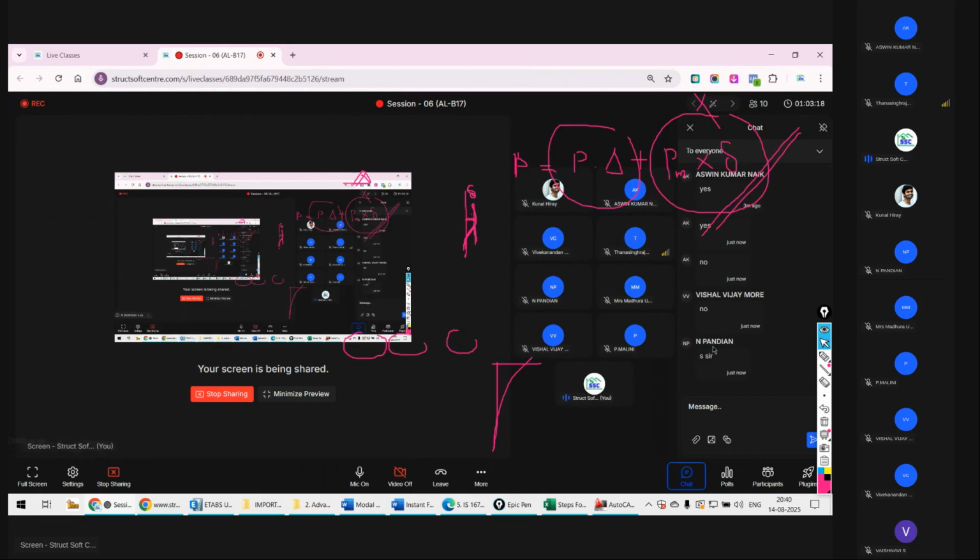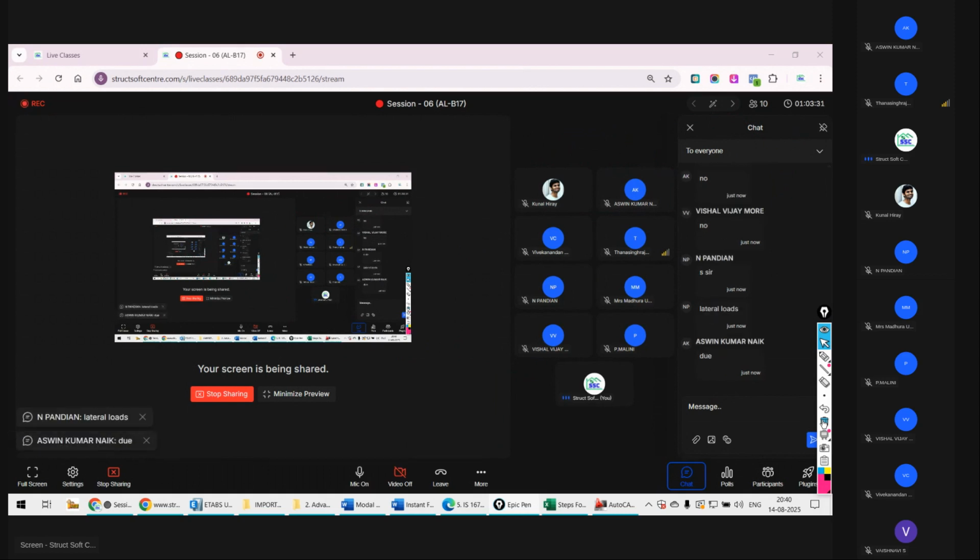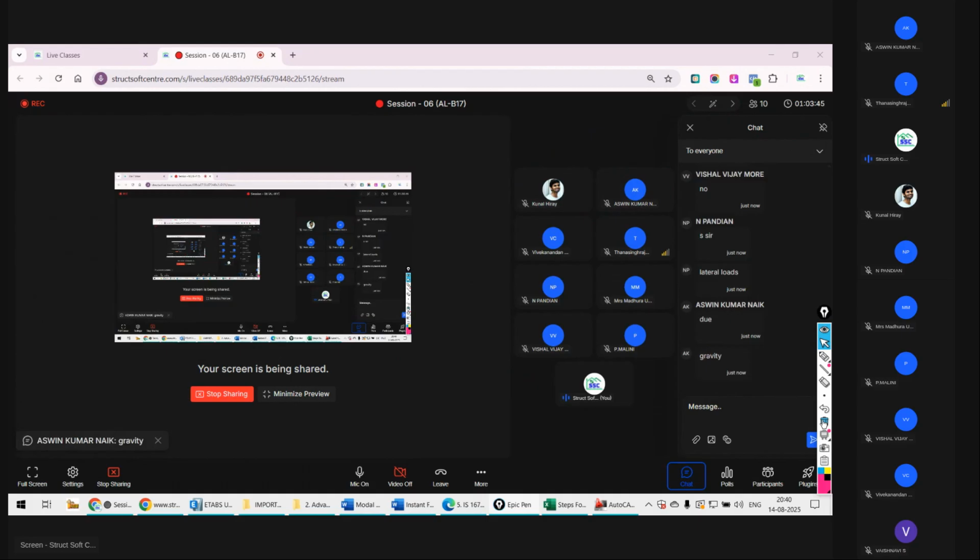Now, one question I would like to ask: this P delta effect is due to lateral load or is due to gravitational load? किसकी वजह से है ये? Lateral load. Pandian saying that lateral load. Okay. Gravity load. Ashwin saying that gravity load. Okay. Or both is there? Ashwin saying both. Okay. He's changing his answer from gravity.